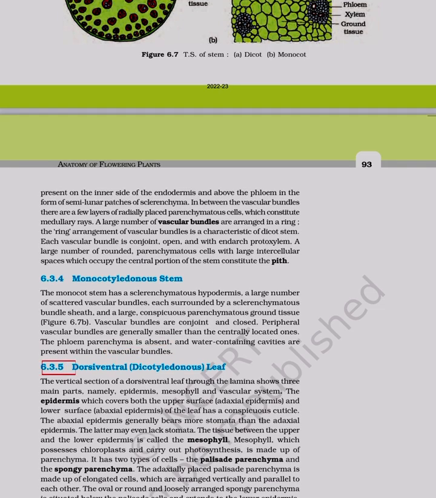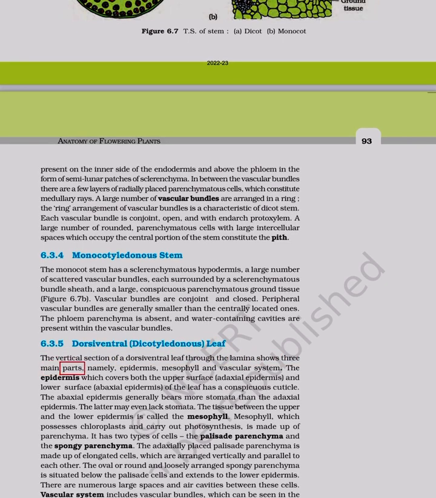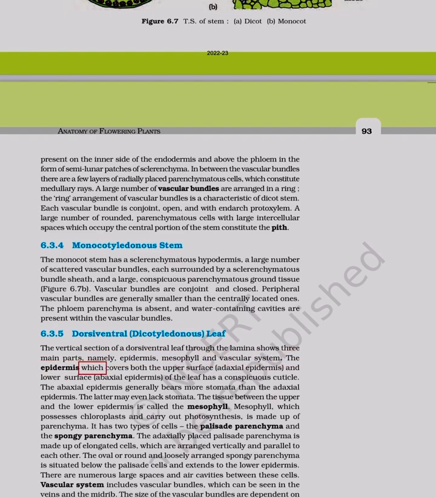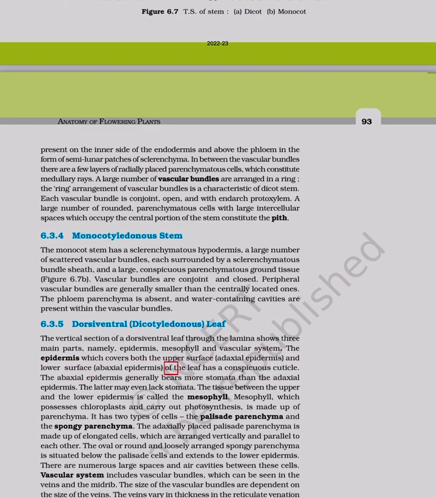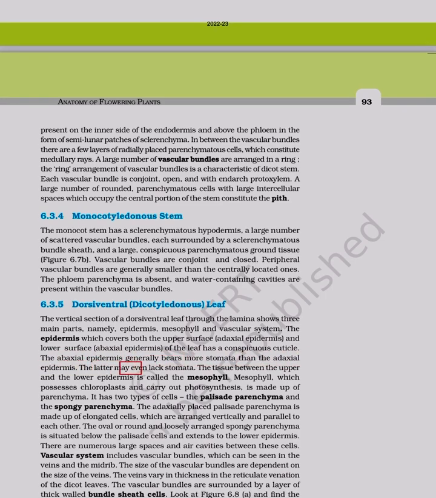6.3.5 Dorsiventral, dicotyledonous leaf. The vertical section of a dorsiventral leaf through the lamina shows 3 main parts, namely, epidermis, mesophyll and vascular system. The epidermis, which covers both the upper surface, adaxial epidermis, and lower surface, abaxial epidermis, of the leaf, has a conspicuous cuticle. The abaxial epidermis generally bears more stomata than the adaxial epidermis. The latter may even lack stomata.